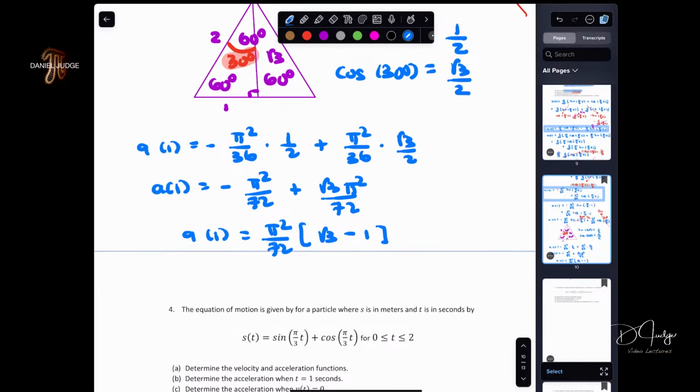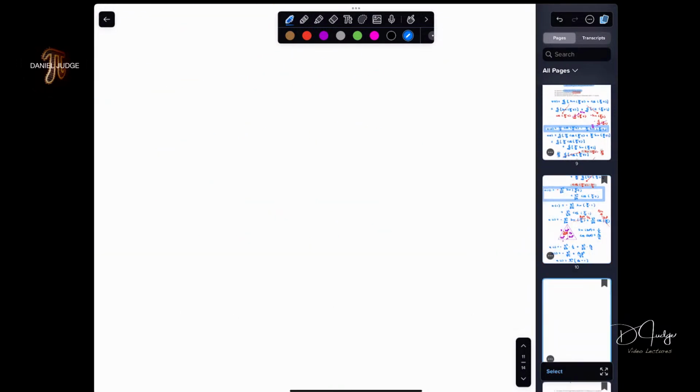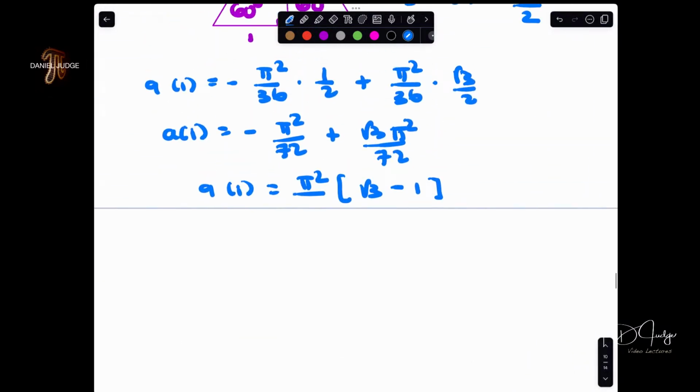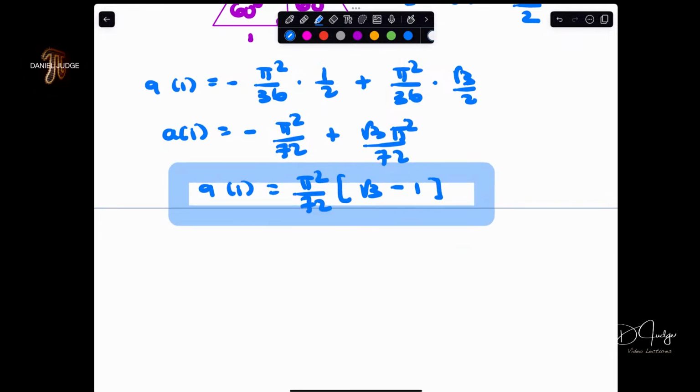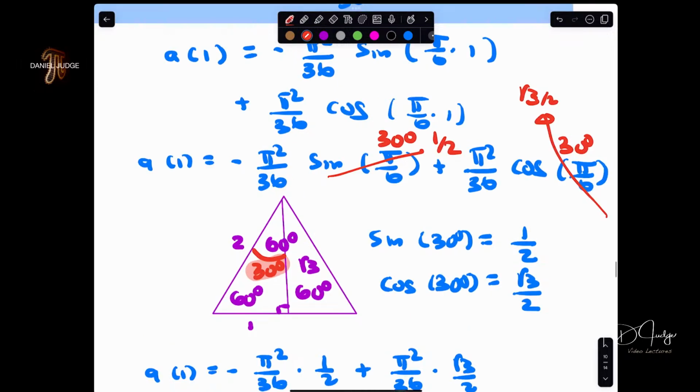Let's add a page. All right. And by the way, I think this number is positive because the square root of 3 is bigger than 1. So this particle is being pulled to the right, positive direction. Okay, pulled to the right.